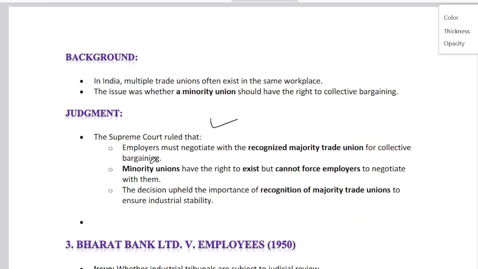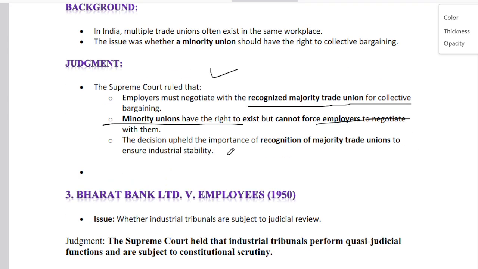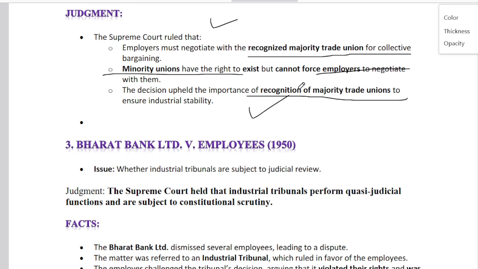The court upheld that employers must negotiate with a recognized majority trade union for collective bargaining. A minority union has the right to exist but cannot force employers to negotiate with them. The decision upheld the importance of recognizing the majority trade union to ensure industrial stability. Okay, I hope you understood this case.